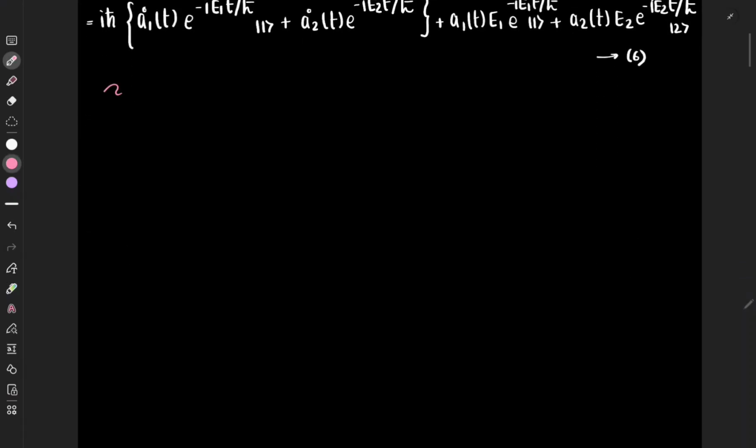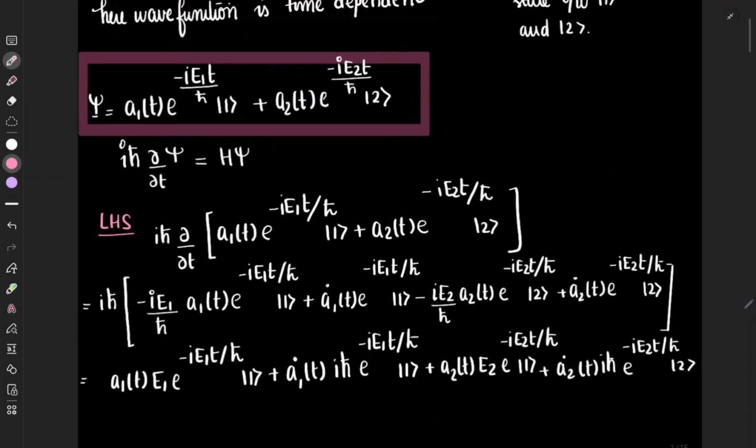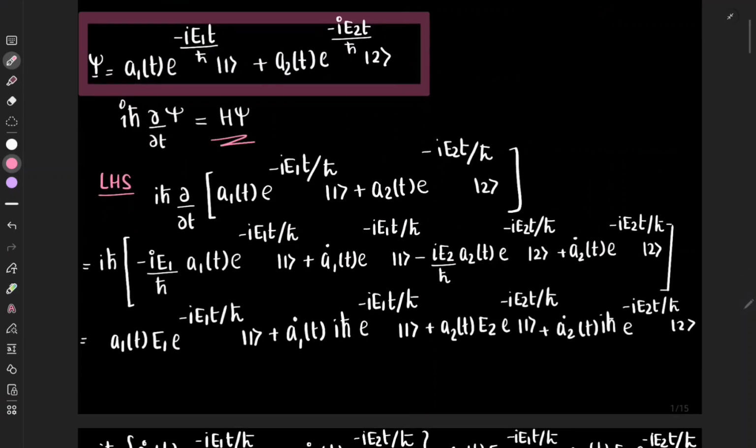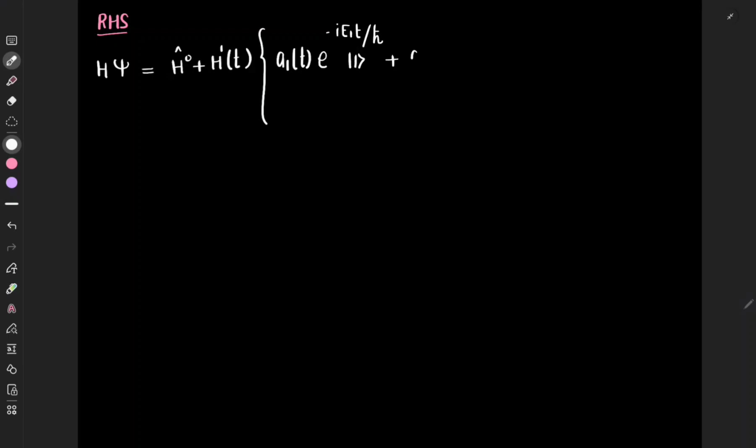Now what you're going to do is solve for the RHS. What was the RHS term? RHS was H psi. So it's simple. You just have to multiply H psi, that is H0 plus H1 of t, into the whole wave function. So this is the RHS. Now as usual, you just have to multiply inside and solve it.